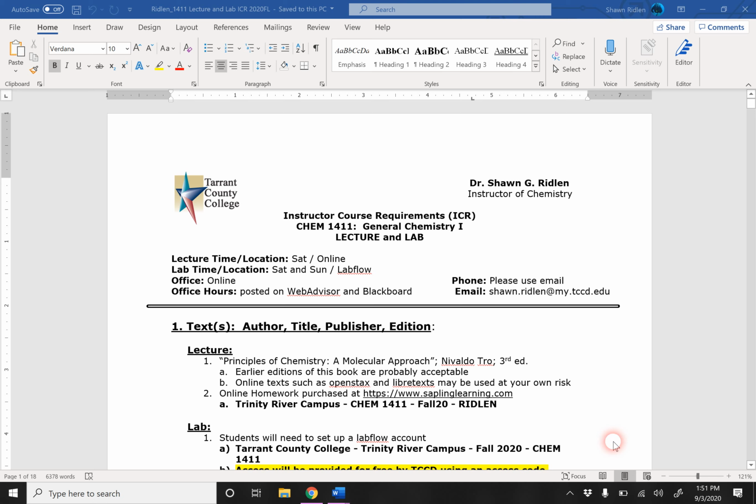Hi everyone, I just wanted to take a few minutes to go over the class syllabus with you and discuss a little bit about how the course will run. So firstly, let's just jump straight into the syllabus and I'll go over some of the more important things with you. So firstly, this will be for Chem 1411, and this is with me.